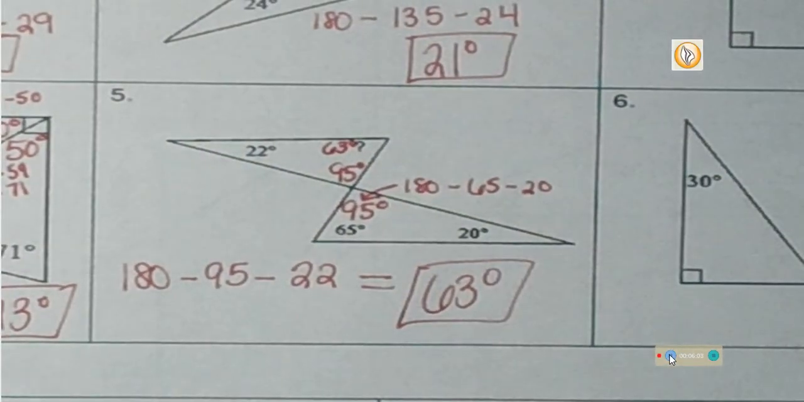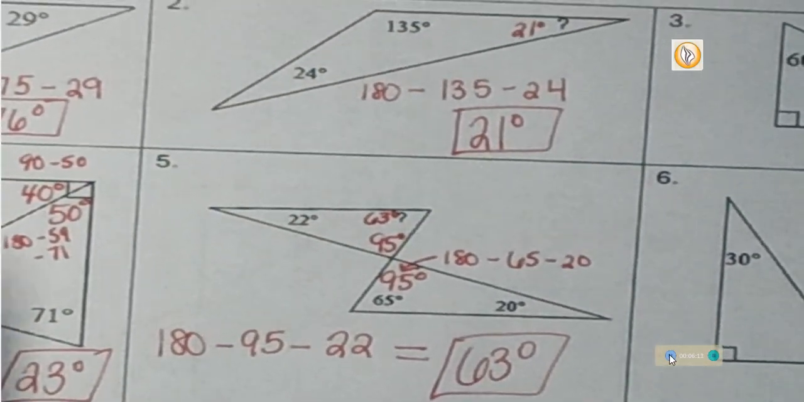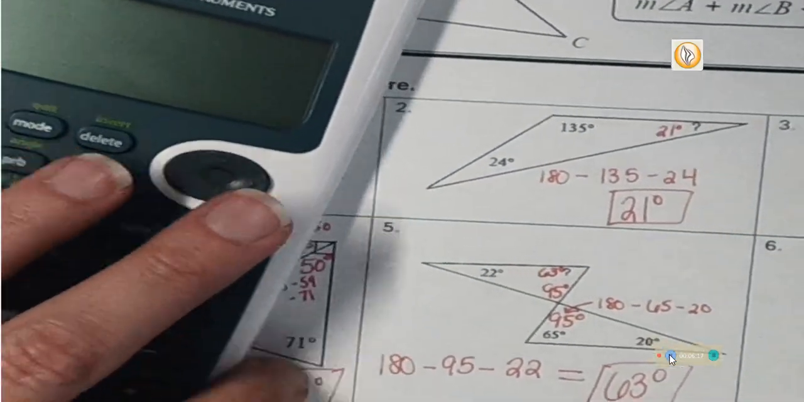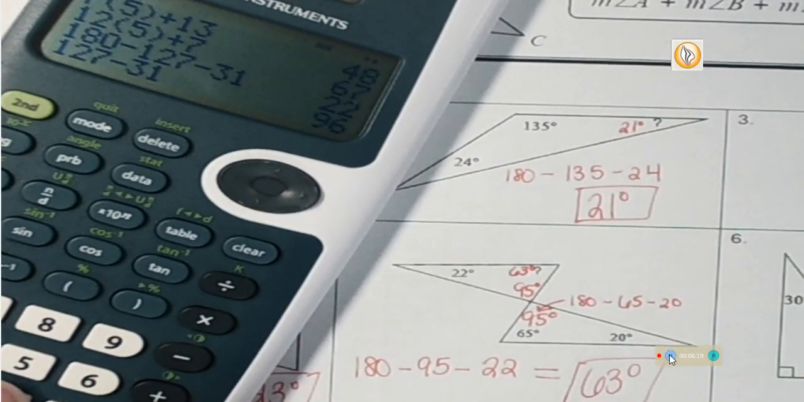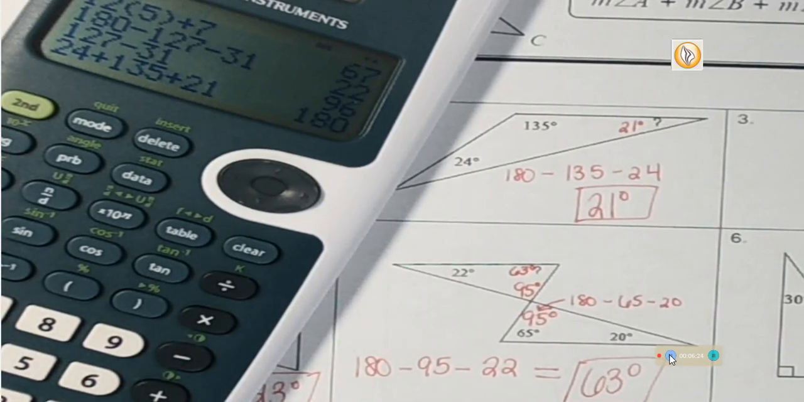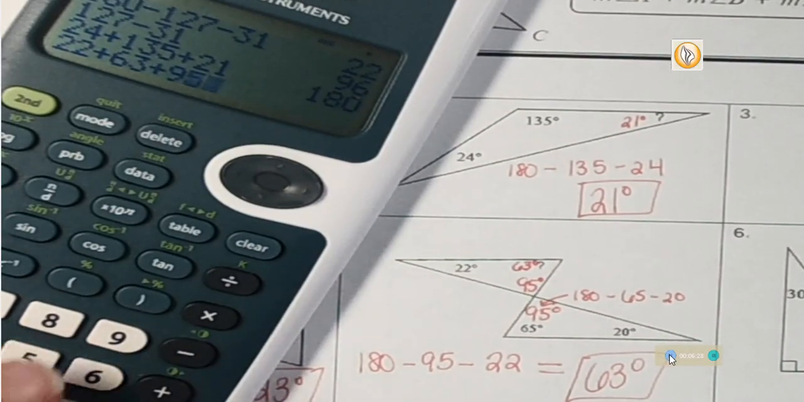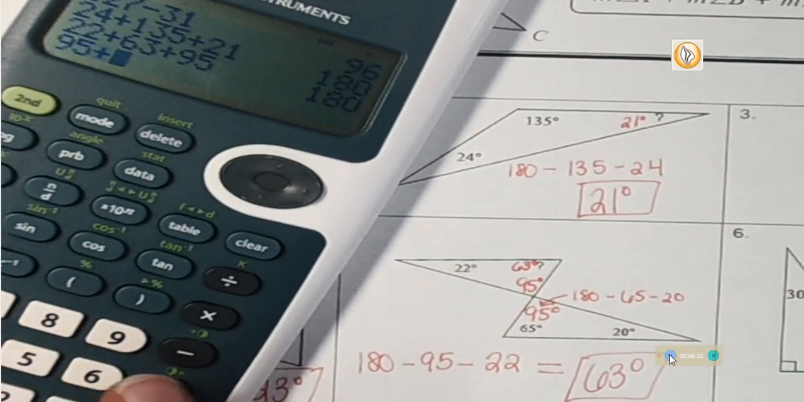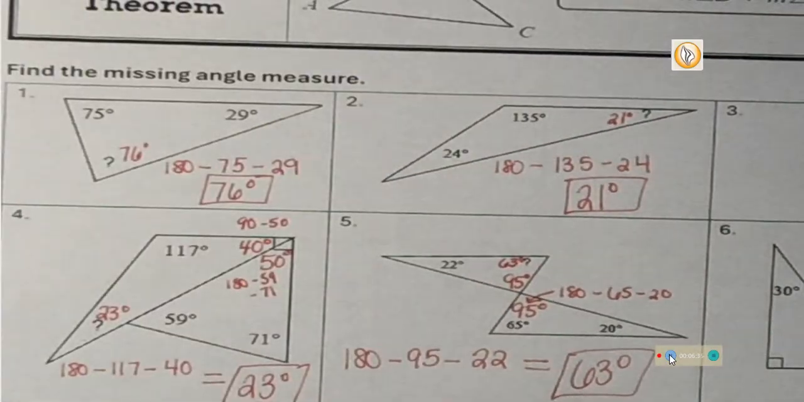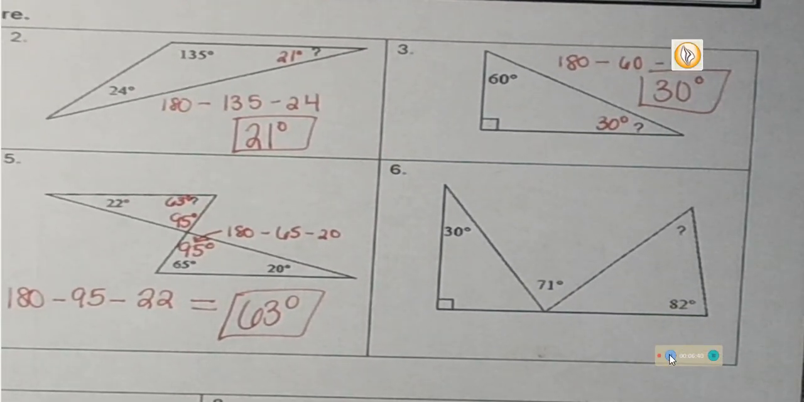Now, how could you check? I should have showed you this earlier. How can I check to make sure I'm getting the right numbers? Plug them back in, okay? Like if I check number 2, if I add the angles, 24 plus 135 plus 21, that better equal 180. These three, 22 plus 63 plus 95 better equal 180. 95 plus 65 plus 20 had better equal 180. What's it mean if something doesn't equal 180? It's wrong, okay?